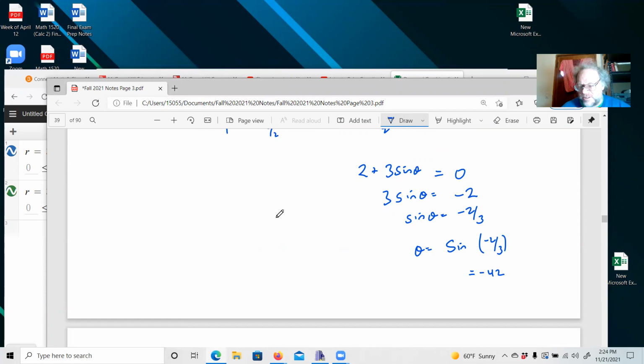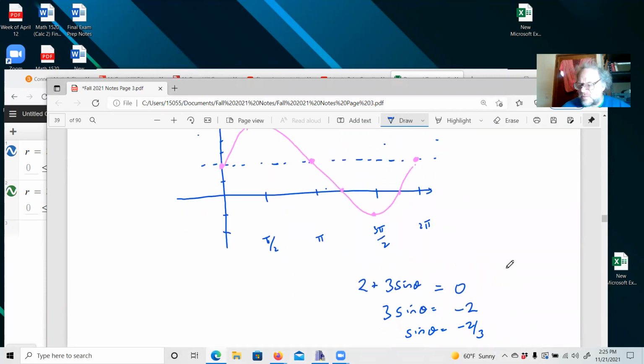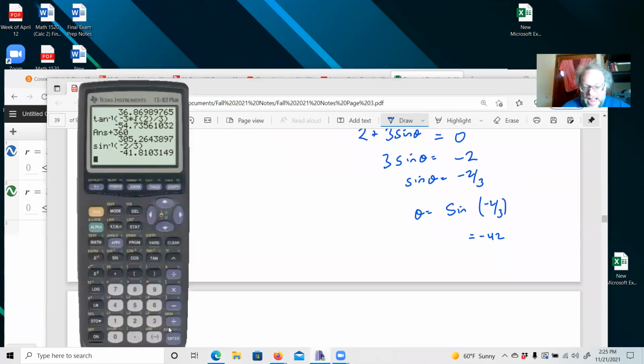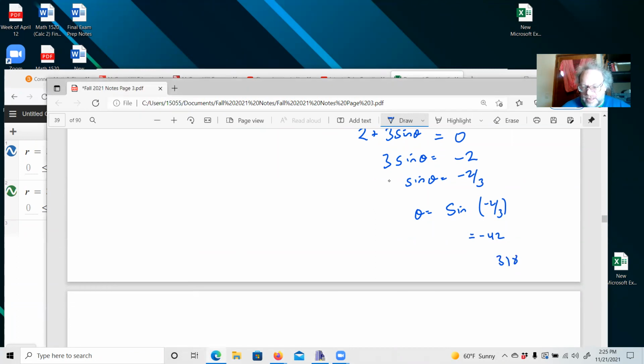I don't know where negative 42 degrees is. How do I turn this into a positive angle? We're going to add 360 to it, and that's going to be 318 degrees. So here is one of them. This is negative 42 degrees or 318 degrees.